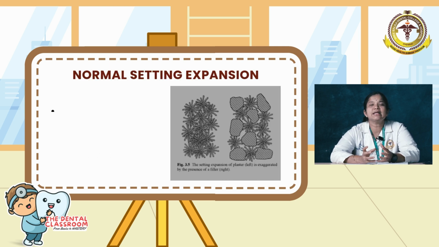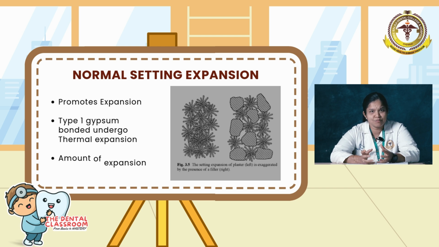So, the normal setting expansion for a type 1 investment, which undergoes expansion predominantly by thermal expansion. Type 1 gypsum bonded, please remember, undergoes expansion thermally. So, the amount of expansion allowed is 0.6%.